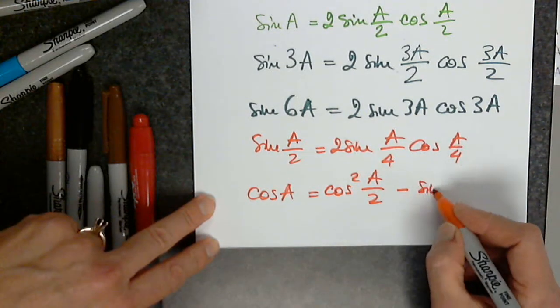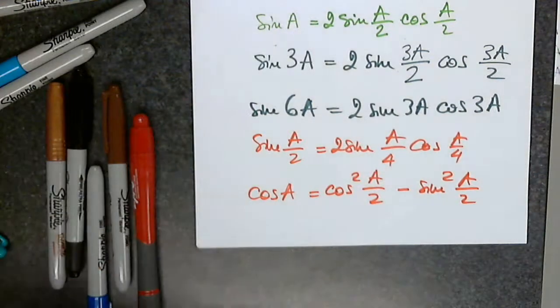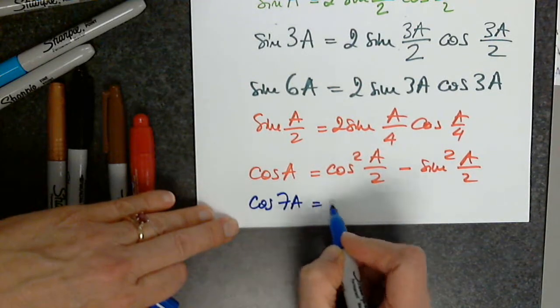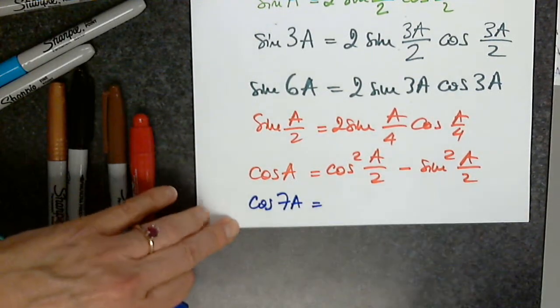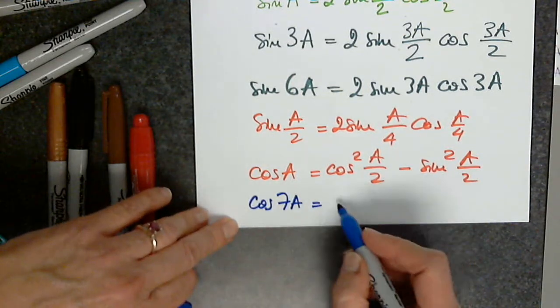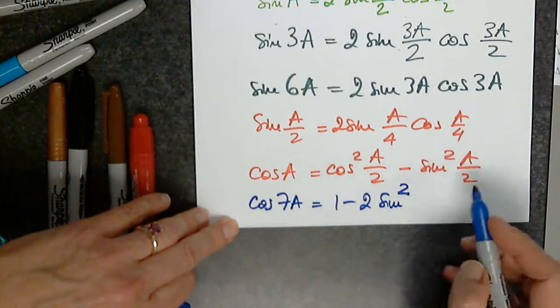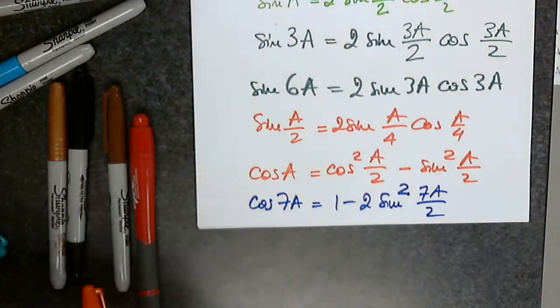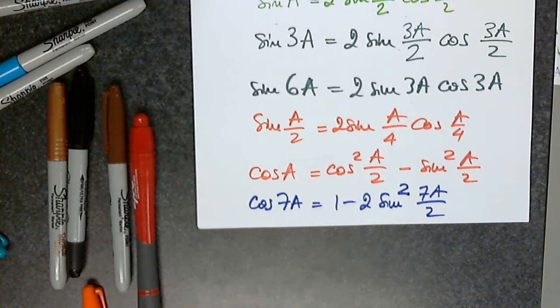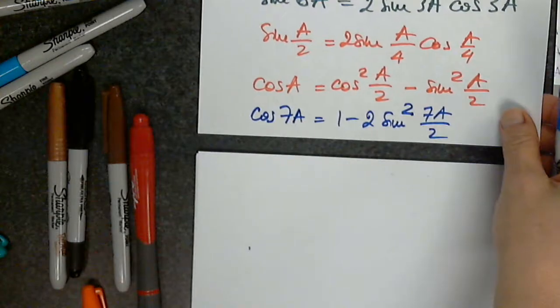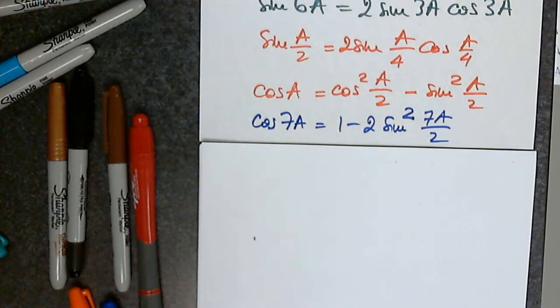Cosine minus sine squared A over 2. Okay, one more. I want to use cosine 7A. Let's see, you replace it with the one with sine. So 1 minus 2 sine squared 7A over 2. Exactly. So we can play with that, because you may see something like this. Okay, perfect. Now I would like to talk about the half angle, and then we go back to the book and work on problems.